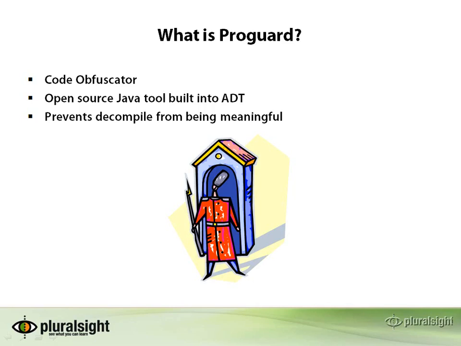So now that we've got our application signed and ready to be deployed, we're still going to want to look at one more thing here, which is securing the application. Now, one step that we neglected when we did the signing and when we did the export from Eclipse was obfuscating our code or securing it in any way.